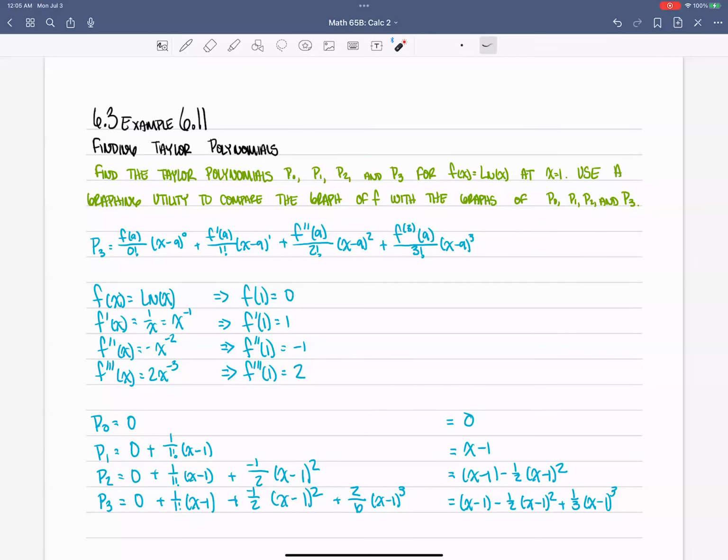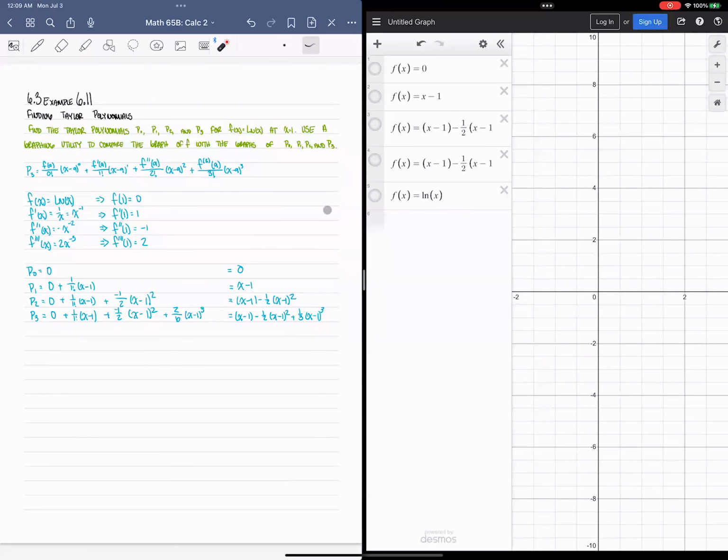Okay, here we go. So here we have our functions. So P0 was equal to 0. So that's this function right here. And the next one, P1, x minus 1, is this one here. We just have that line. Notice that we have it equal to 1 at this point. And let's take a look at this next one. Our second polynomial, P2, is this somewhat lengthy one. So x minus 1 minus 1 over 2, x minus 1 squared. That's what we have here.